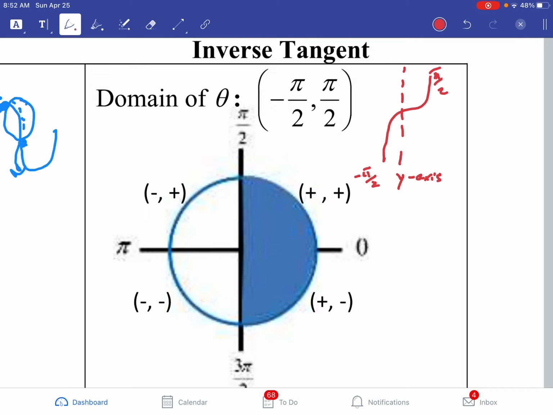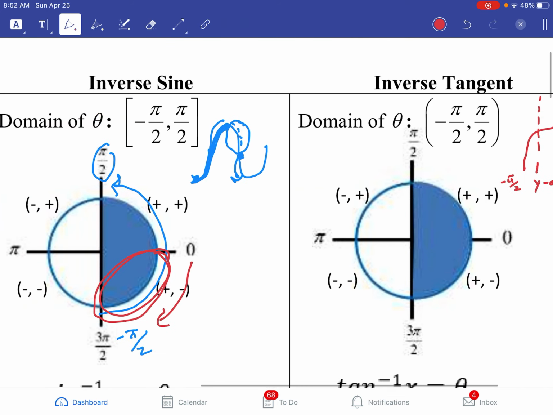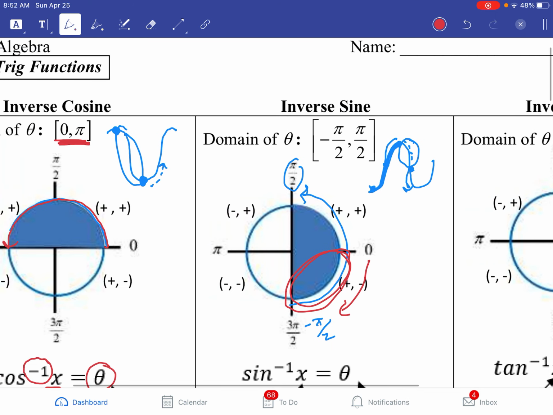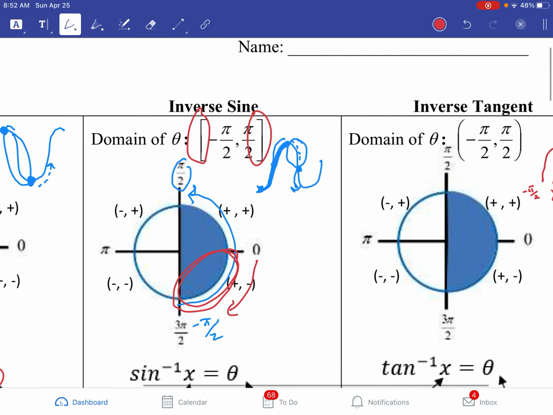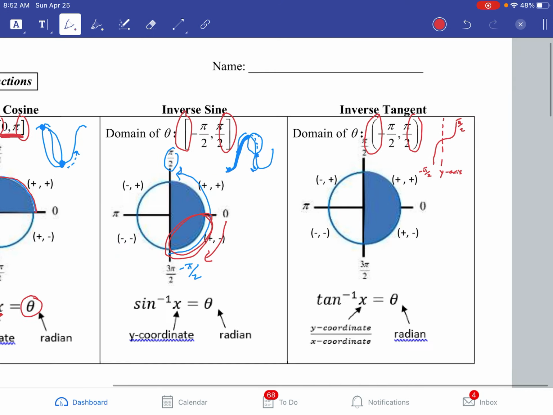One also quick thing to notice: if you looked at the domains for the other two, for sine and cosine, you'll notice that they all have brackets around their domains, because you can include those values in your answers. But on a tangent, you have parentheses. This is because at positive pi over 2 and negative pi over 2, those are asymptotes. So they are not included in the values that you can come up with for tangent. You can't actually have values at negative pi over 2 and positive pi over 2 for tangent because those would be asymptotes on a graph. Just a little thing to notice.